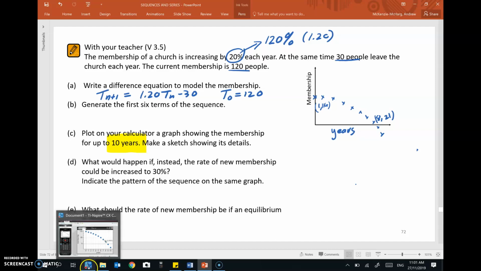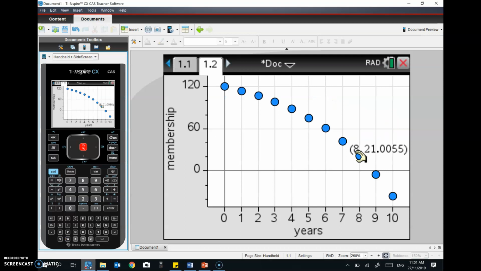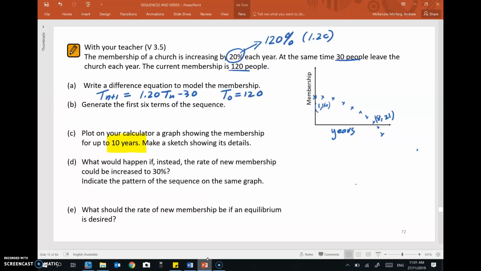So we'll use the calculator to help us with this. Well, firstly, though, I might just write down a bit of a difference equation. You might want to pause the video and try this yourself first. The difference equation this time, well, it's a percentage increase of 30%, so this becomes 1.30, right? We're still losing 30 people, and our first term is still 120.